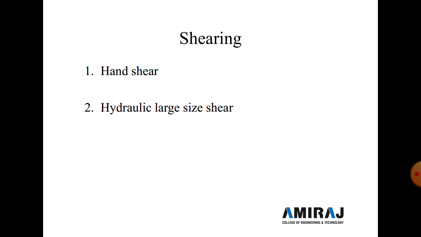Now next is shearing: hand shear and hydraulic large size shear. So there are two methods. There are two types of hand shear. One works by manpower, and another works by a small hydraulic apparatus. So hand shear is a simple method, and second is the hydraulic large size shear. It works by hydraulic power mounted on a machine, and it is capable of cutting H shape steel sections. So the shearing method is generally used to break steel sections.